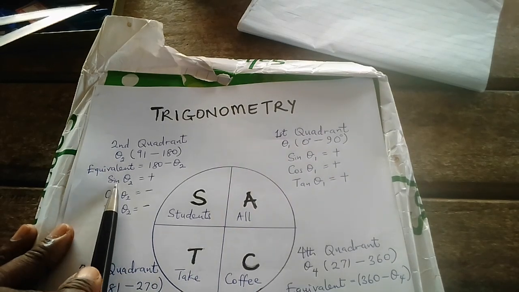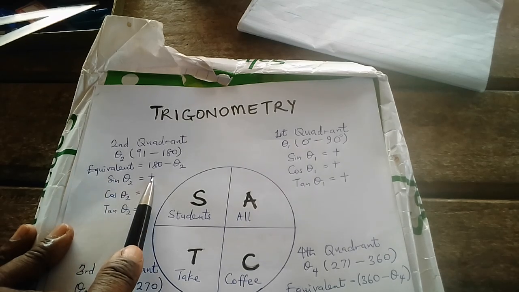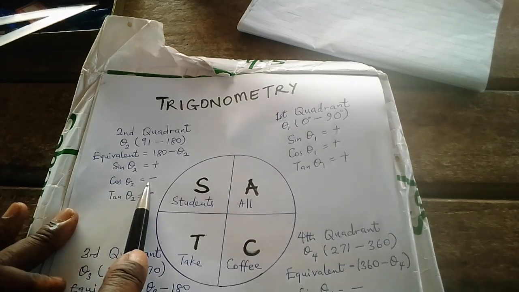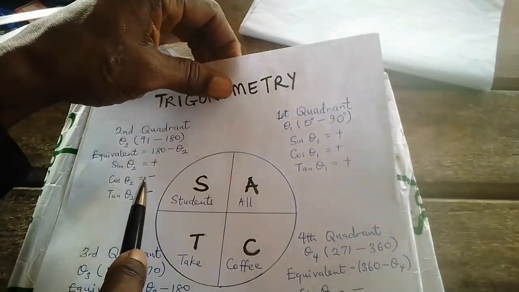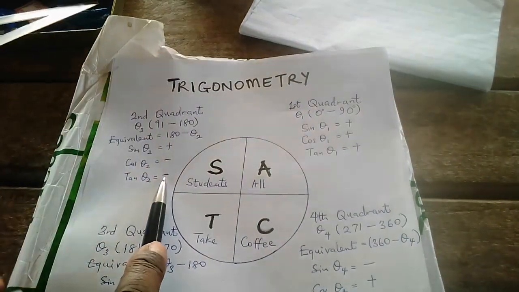So in the second quadrant, the value of sine theta is positive, the value of cos theta in the second quadrant is negative, and the value of tan theta in the second quadrant is also negative.